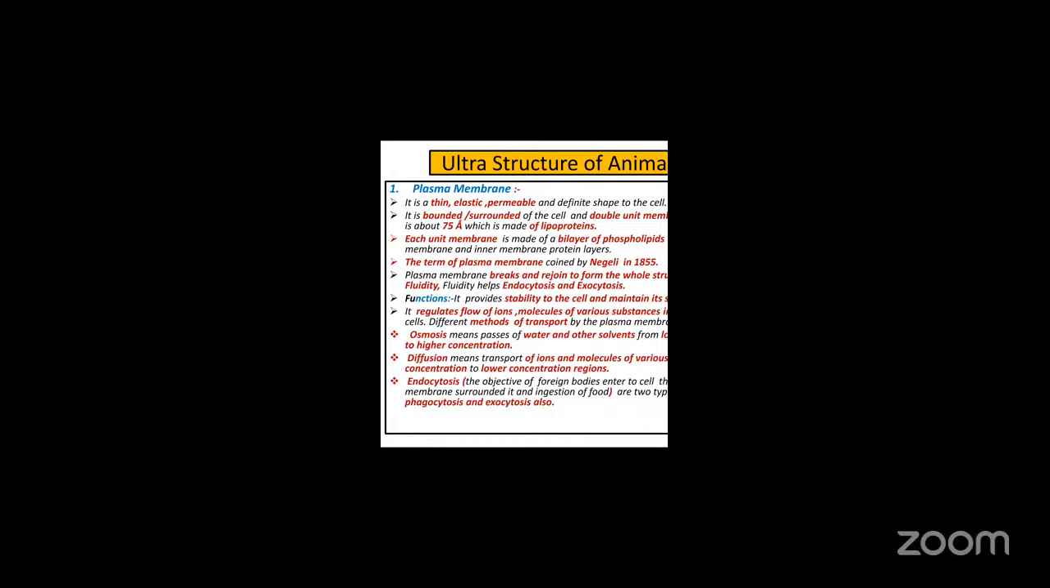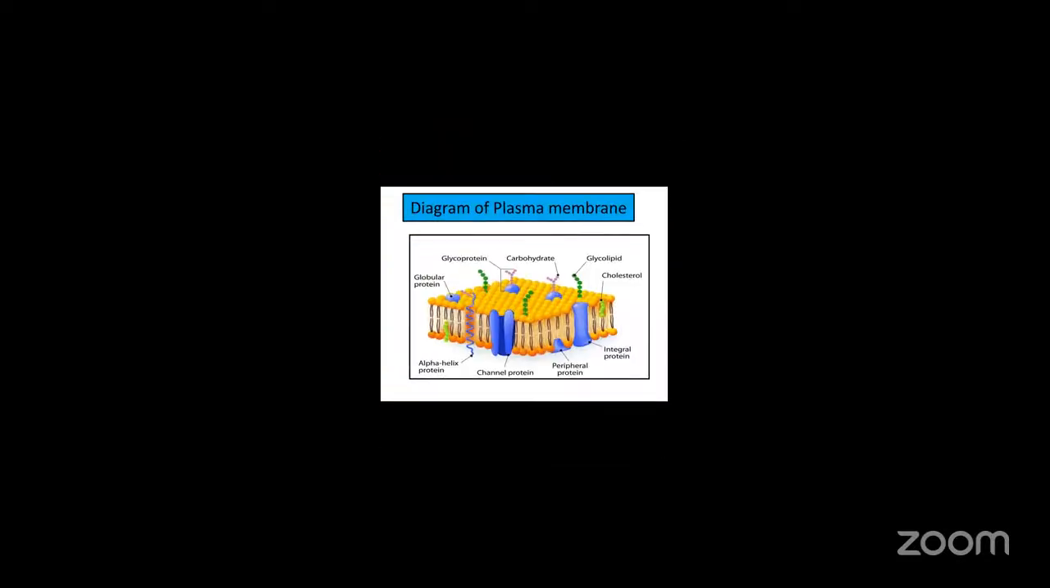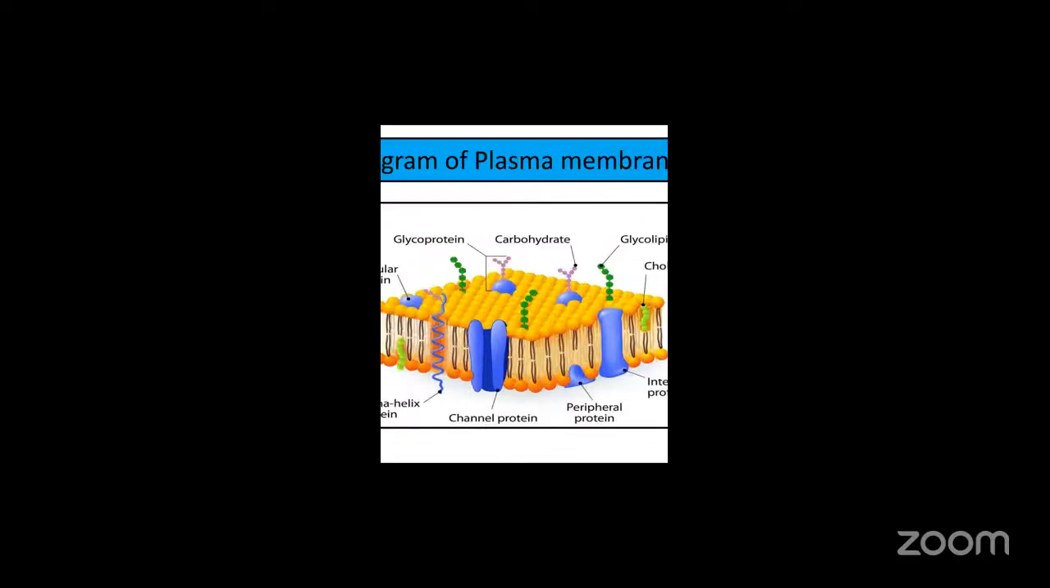Now, the functions: the plasma membrane gives rigidity and stability to the cell, maintains the structure of the cell, and also regulates the flow of various ions, molecules and substances. For this, different transport methods are employed in the form of osmosis, diffusion, endocytosis, exocytosis, as well as phagocytosis. So this is about the plasma membrane. This is a diagram of the plasma membrane. Already we have discussed it. Okay, now we'll go to the other one.